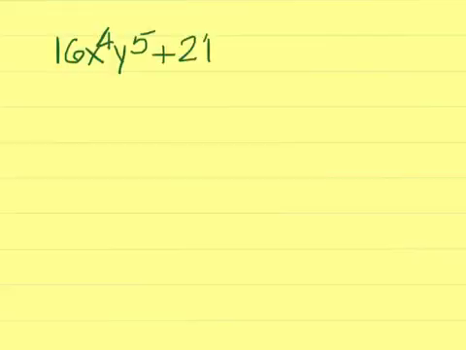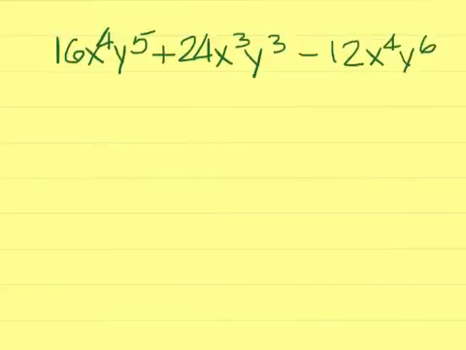In this problem, you have a 16x to the fourth, y to the fifth, plus 24x to the third, y to the third, minus 12x to the fourth, y to the sixth. And you have to factor that. And the process is no different than what we've been doing. The highest number that comes out of 16, 24, and 12 is what? 4. So you start with a 4.